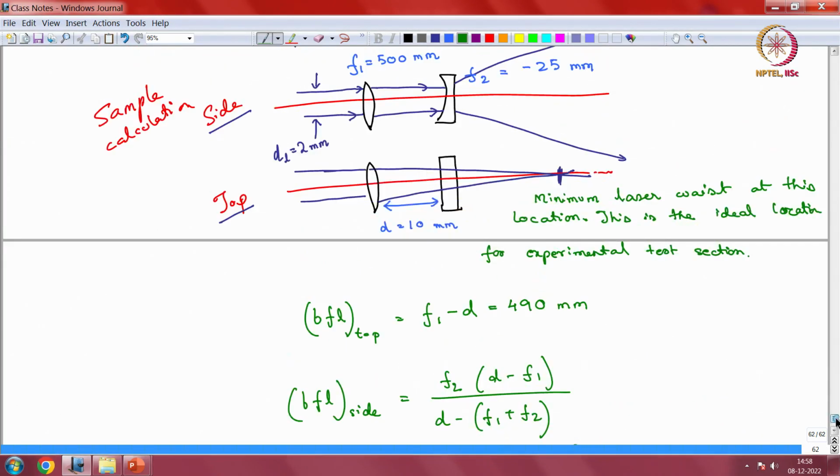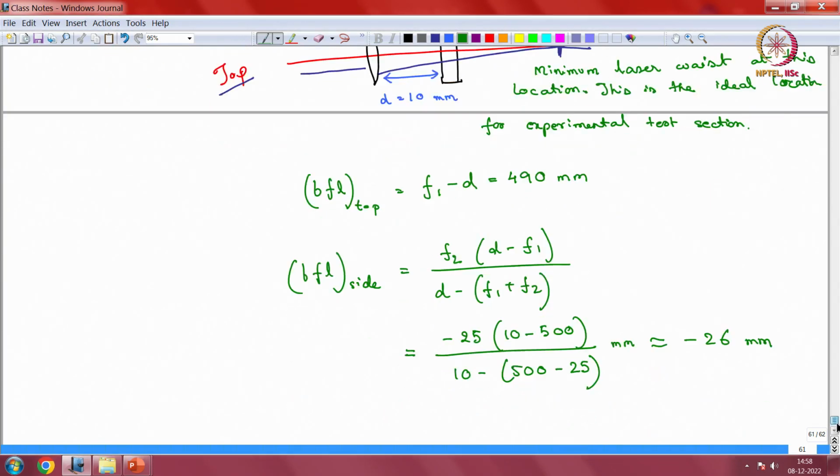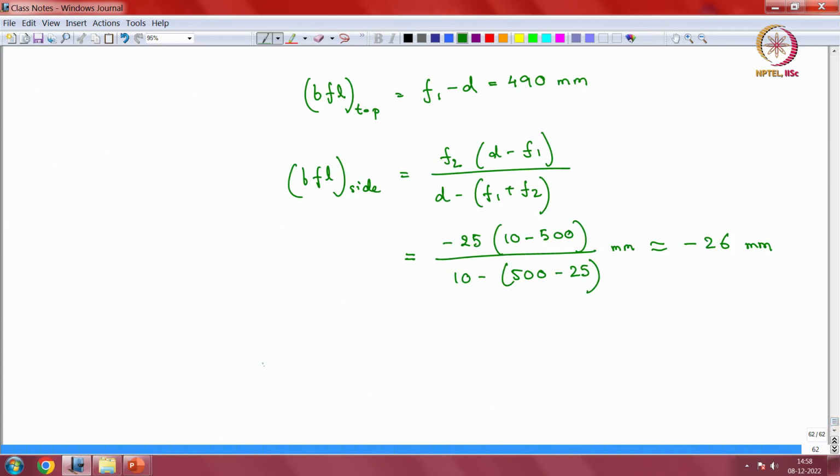Which means if we are to interpret this in the above diagram, what this means is that these rays actually form a virtual image at a distance of minus 26 millimeters from the second lens, right. So now if I were to combine these two into one image, both these diagrams.